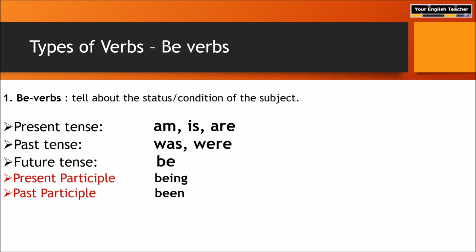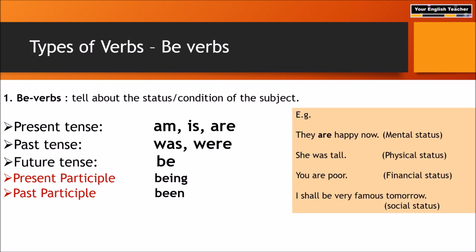Apart from these six, we also have two more be verbs, being and been, which are the present participle and past participle. So, see the examples. They are happy now. Here the verb are, which is a be verb, is talking about the mental status of the subject. How is their mind? They are very happy. Mentally, they are very happy.